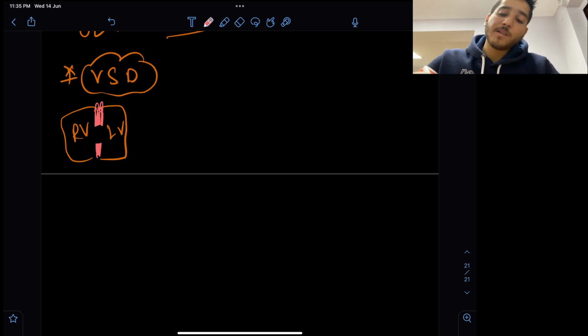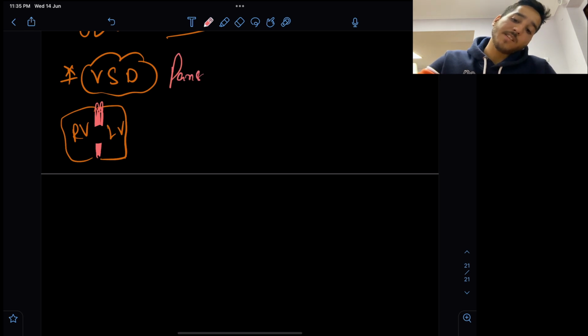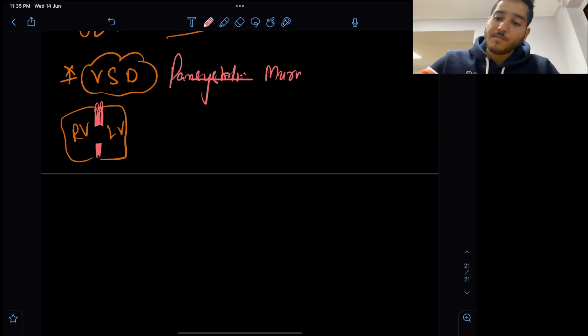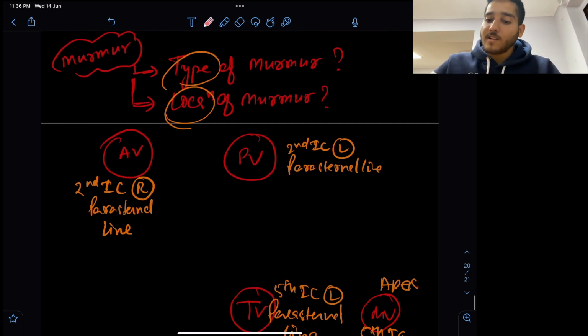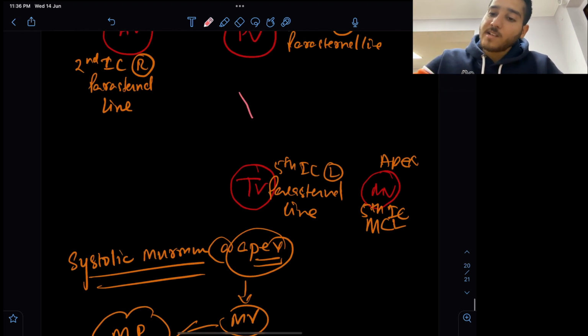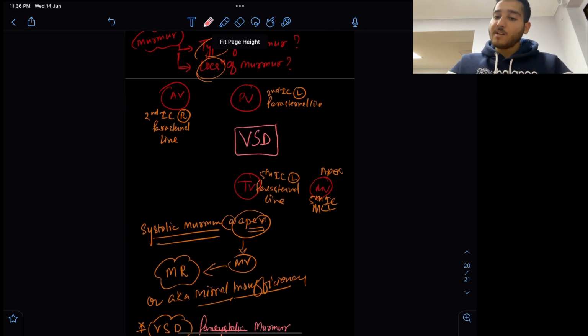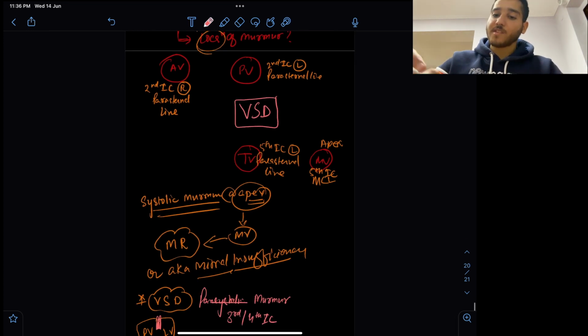And the murmur for ventricular septal defect will be pansystolic murmur, which is usually at third or fourth intercostal space. So we'll get the murmur for VSD is here. So I'm making this diagram. The murmur for VSD will be here. Okay.